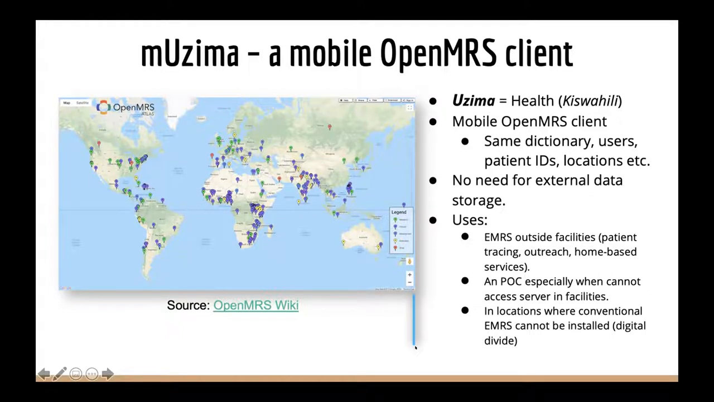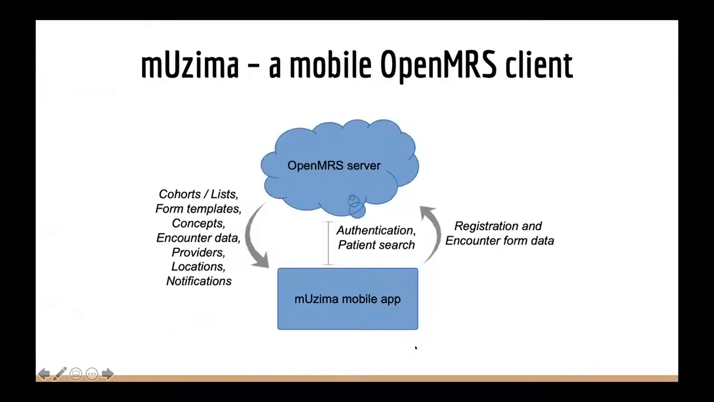For example, it's being used for programs such as patient tracing, outreach, home-based services, and different types of screening and counseling. It can also serve as a point of care when access to the health facility server is not possible. And it can also be an alternative when a conventional EMR is not able to be installed, maybe due to the physical facilities setup.